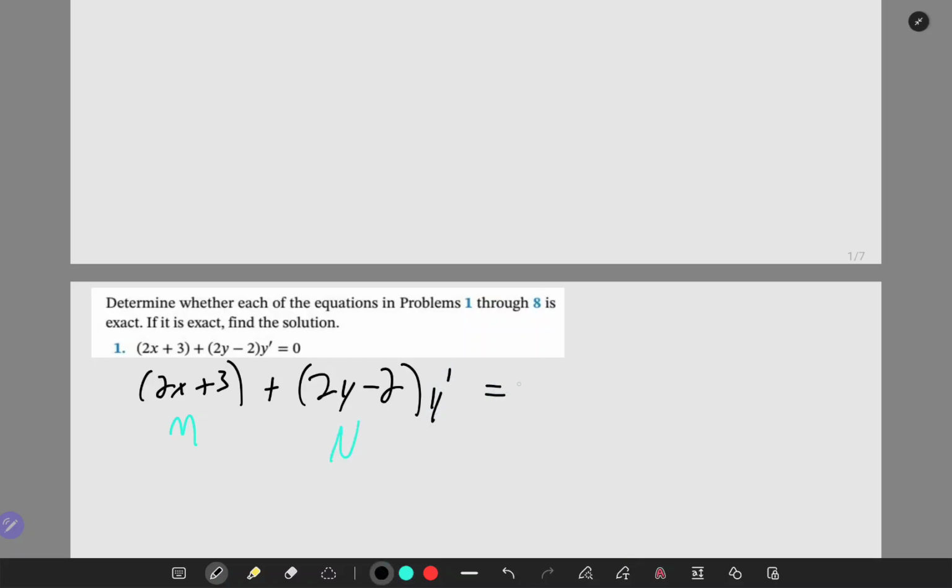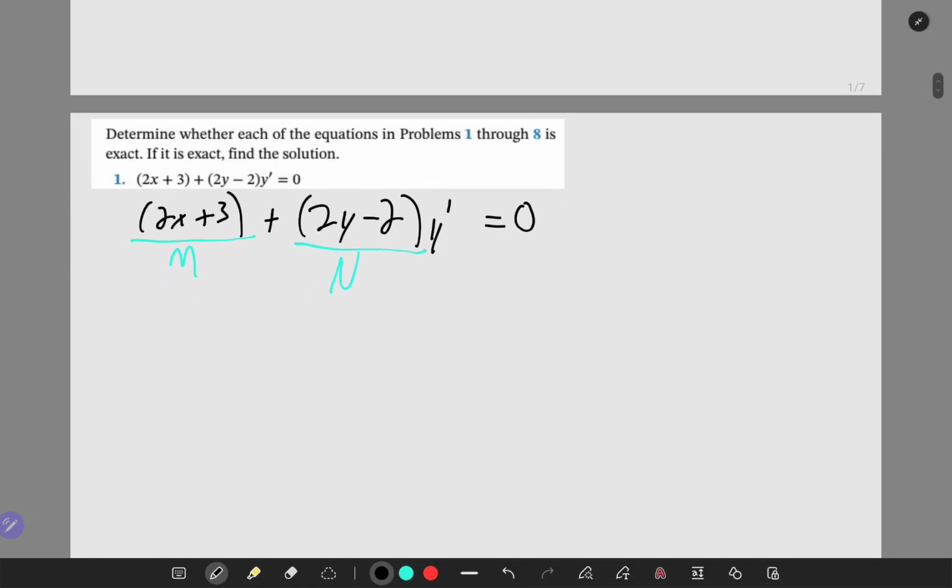Y prime is equal to 0. Okay, so the first thing we want to do is we need to test if it's exact. Okay? Well, first thing, let's do this.